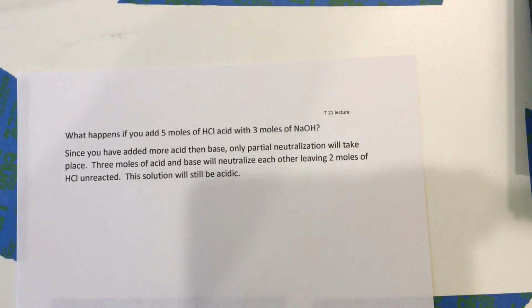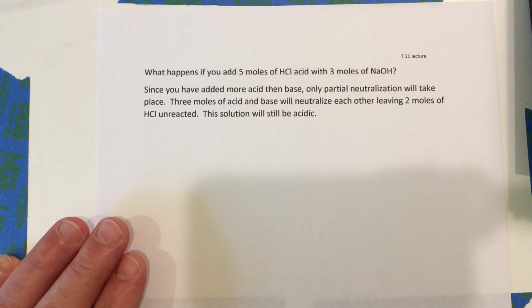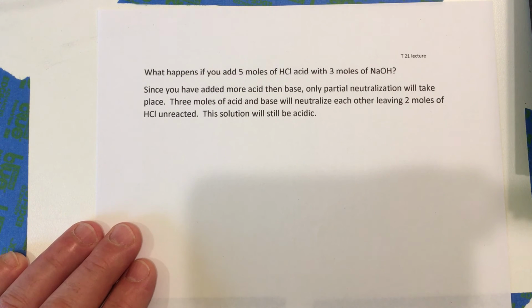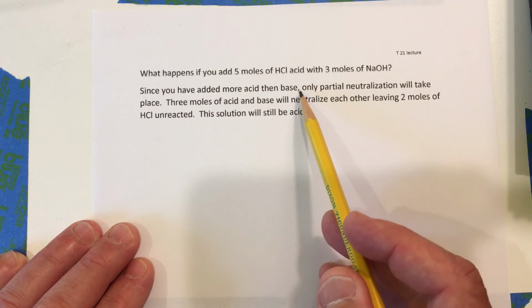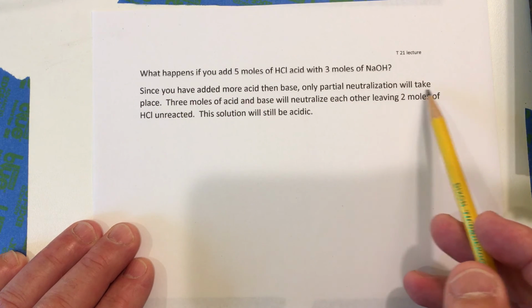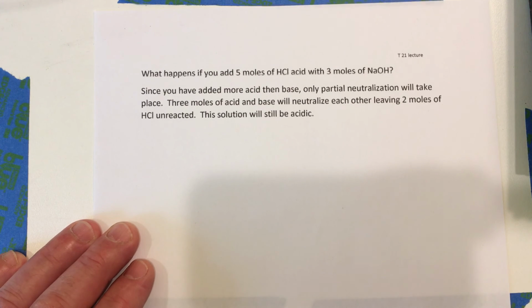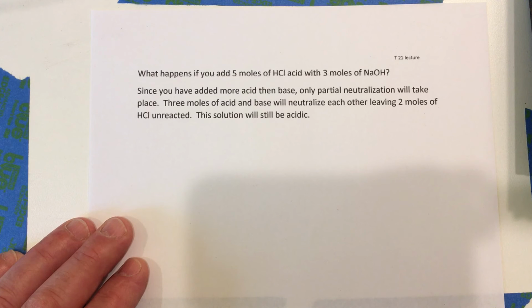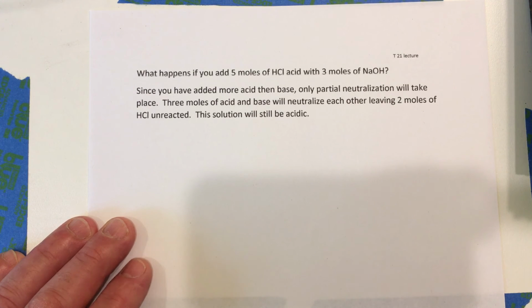What happens if you add 5 moles of hydrochloric acid with 3 moles of NaOH? Now, neutralization takes place, but since you added more acid than base, only partial neutralization will take place. The 3 moles of acid and base will neutralize each other, leaving 2 moles of HCl unreacted. This solution will still be acidic.